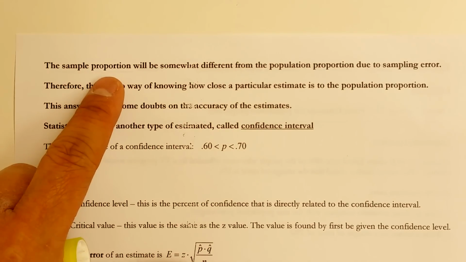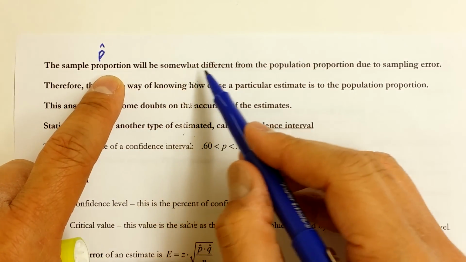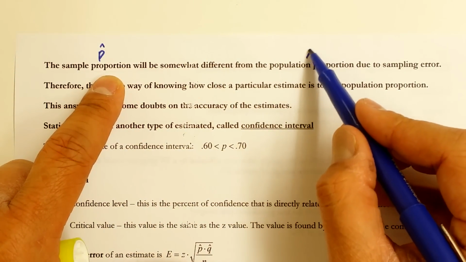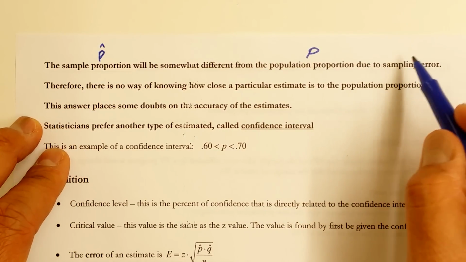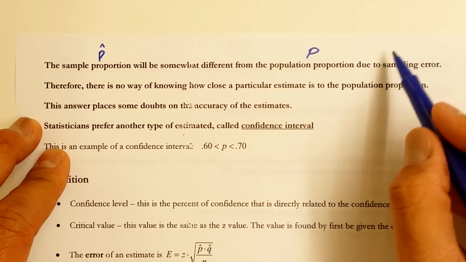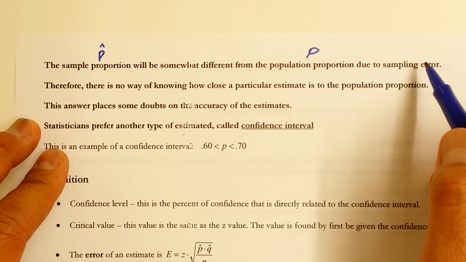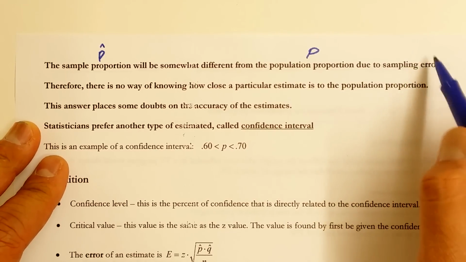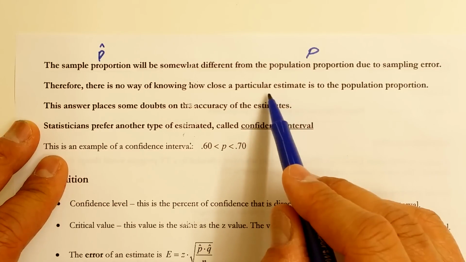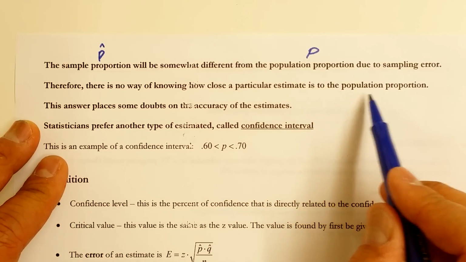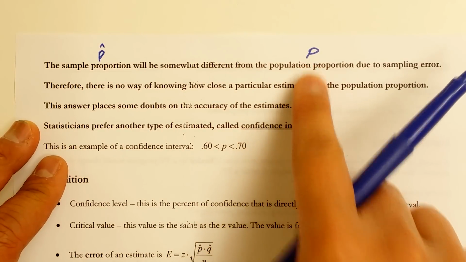The sample proportion, which is your p hat, the percent of your sample, will be somewhat different from the population proportion, which is your p, right? Due to sampling error. What does that mean? Well, you're unable to ask everyone on campus, so your sample will be different from your population, which means that you're never going to get a true answer. That's why we call it a sampling error. Therefore, there's no way of knowing how close a particular estimate is to the population proportion. In other words, we don't know how close we estimate the true population.